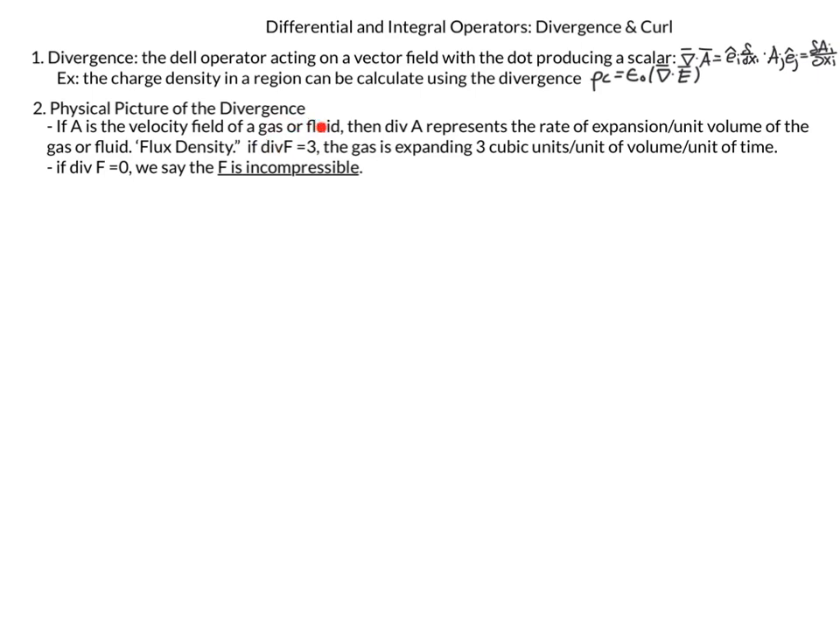So if the divergence of a field is equal to 3, that means the gas is expanding 3 cubic units per unit of volume per unit of time. And if div F equals 0, we say that F is incompressible.